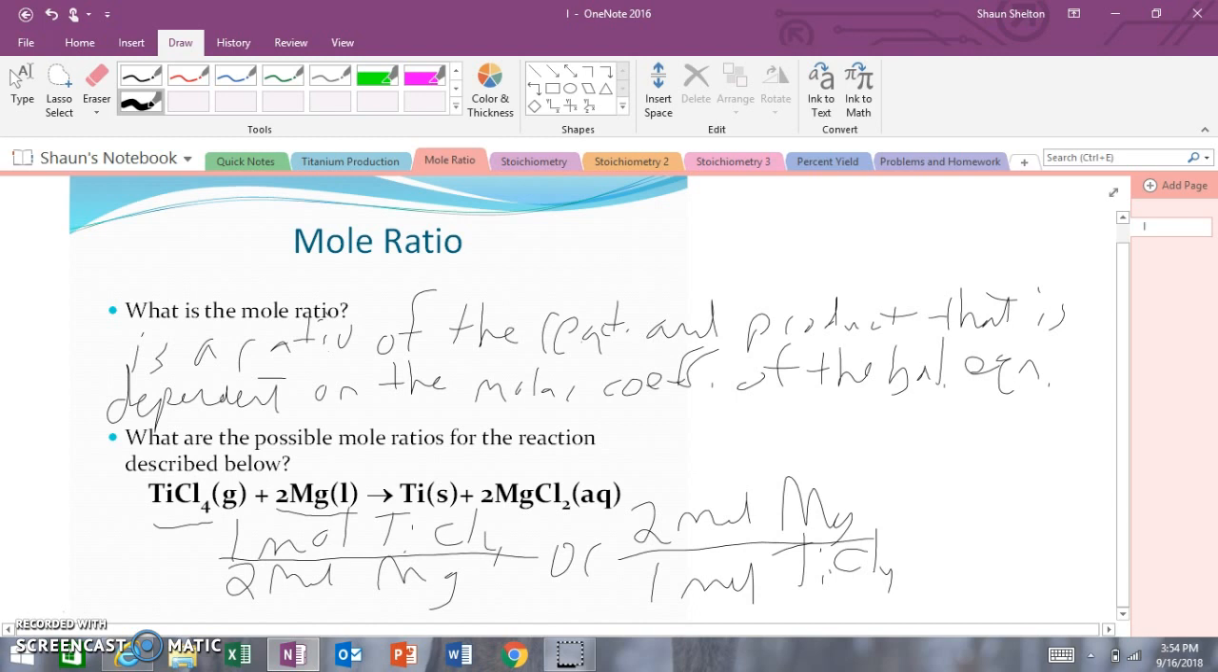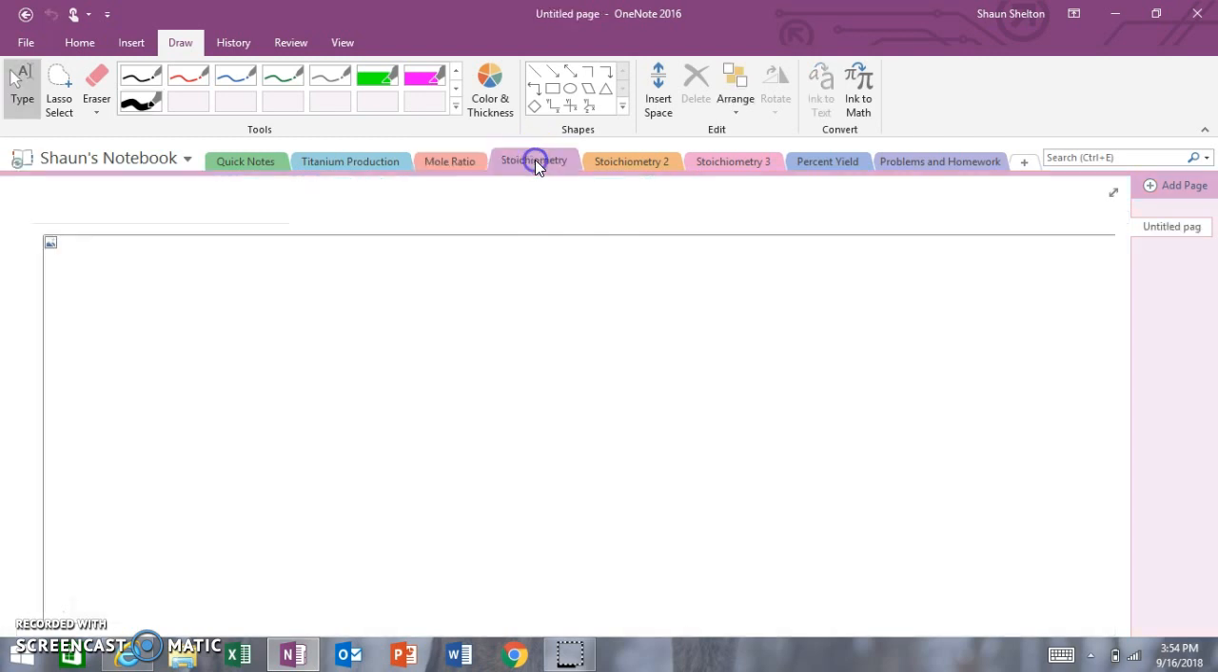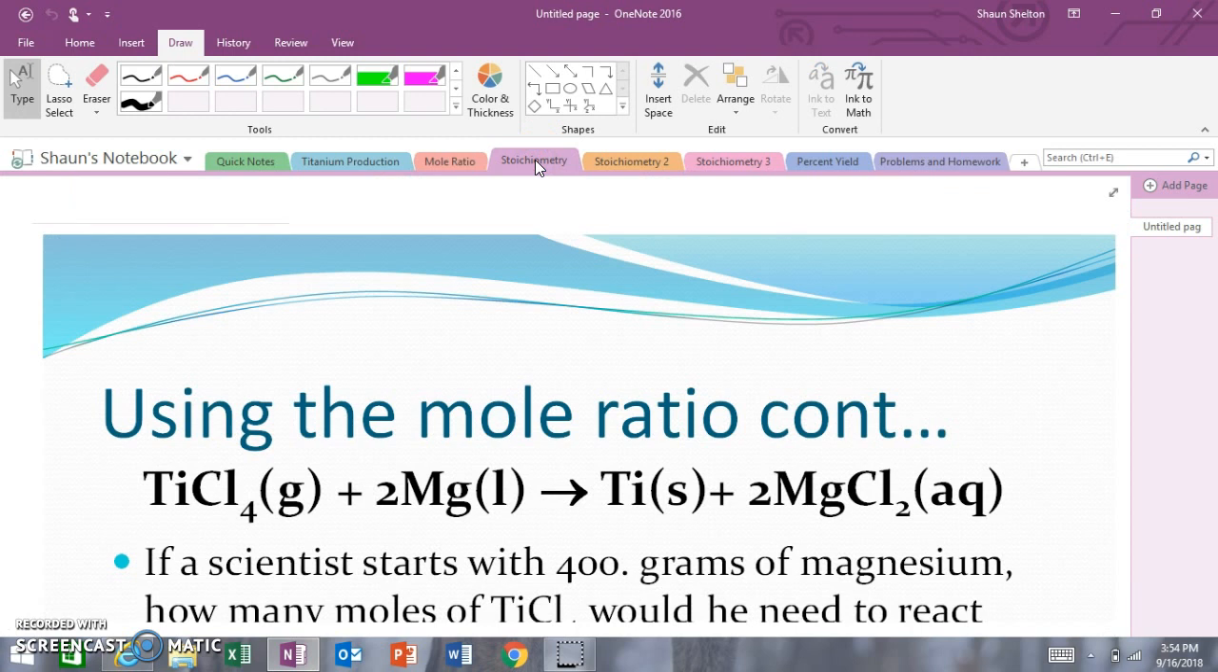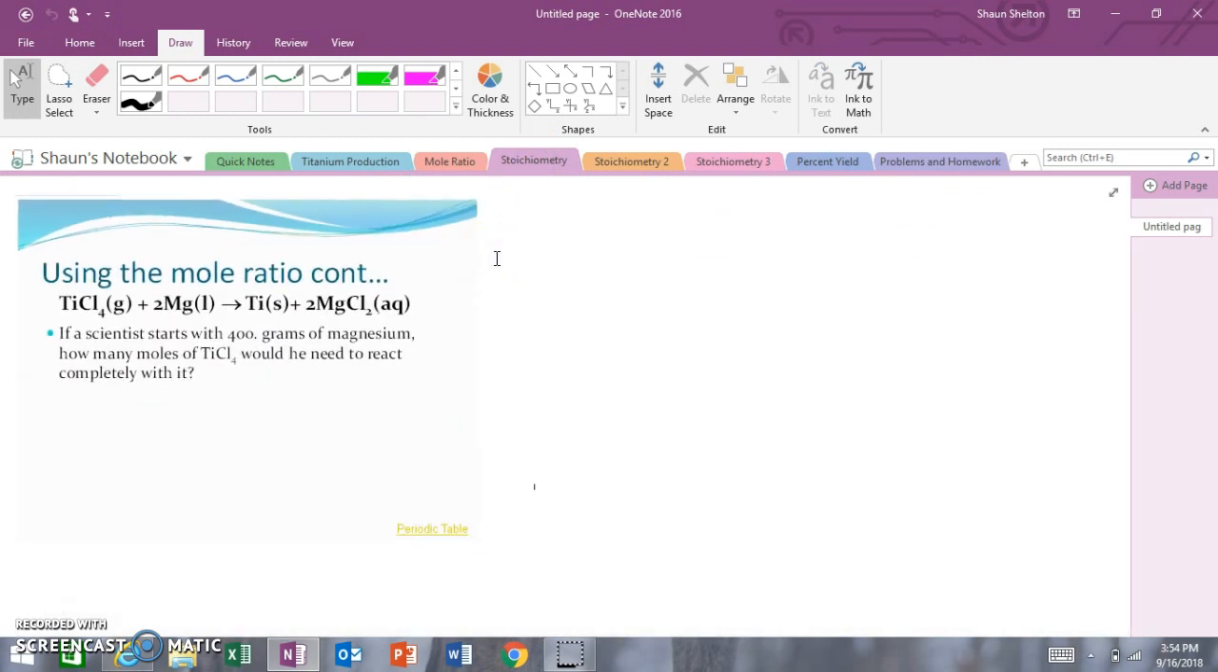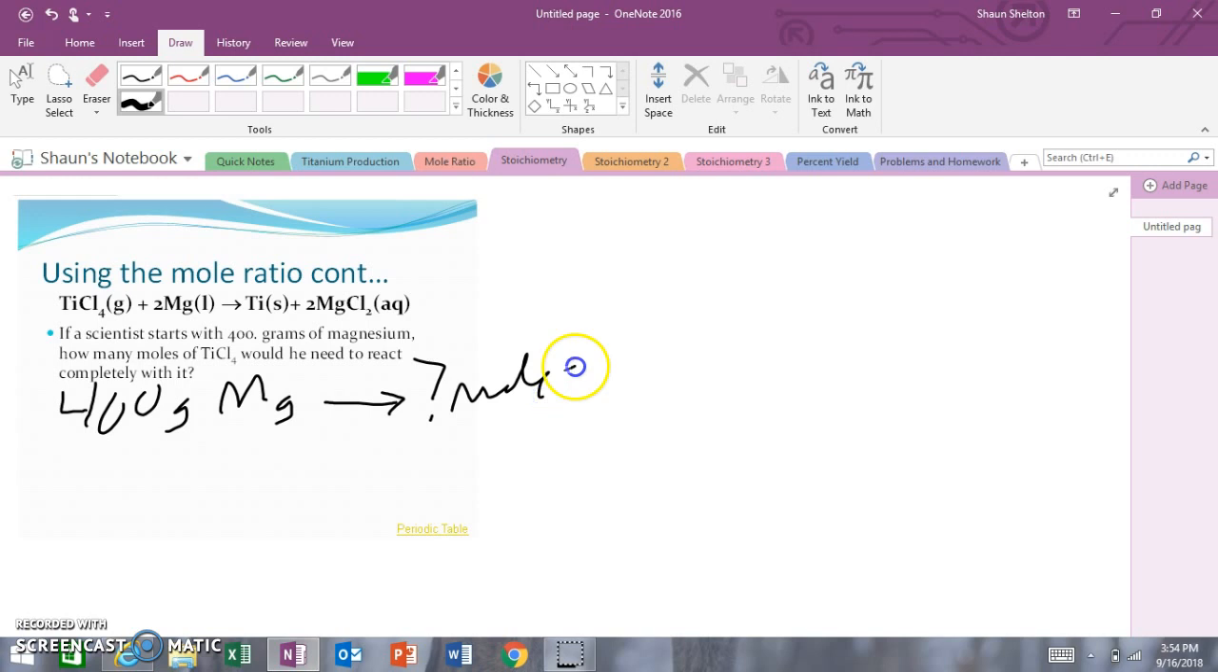So now we're going to move on to the next slide here, as you'll see it being pulled up, where we have a basic question being asked. It says, if a scientist starts with 400 grams of magnesium, how many moles of tickel would he need to react completely with it? Notice that they say you have 400 grams of magnesium, and they ask how many moles of tickel you are going to need.